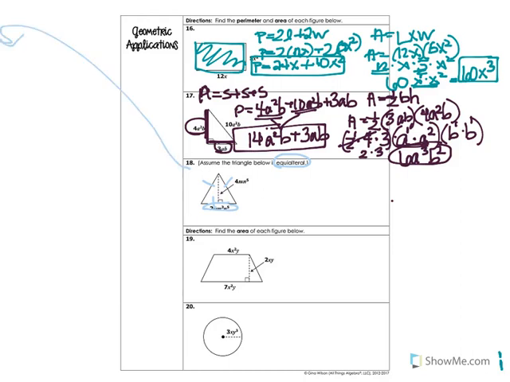So in this case, starting out with your perimeter, it's all your sides added together. But if they're all the same, remember that we can also do 3 times one of my side lengths. And that's just going to be a little bit easier.